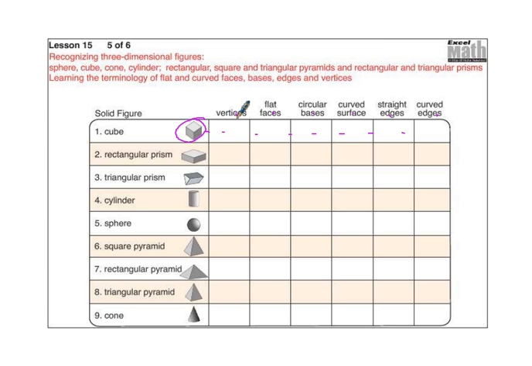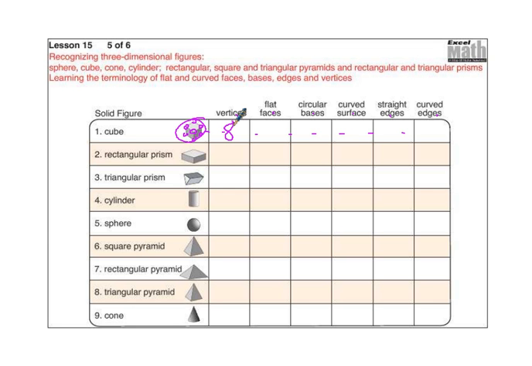Vertices. Again, you might have to go back and look at your lesson to remind yourself of what a vertex is. But we're going to count how many vertices are on the cube. And a vertex is something you can poke someone with. So this has 4 on the top, and there's going to be 4 on the bottom because there's going to be 1 hidden back there. So altogether we have 8 vertices.